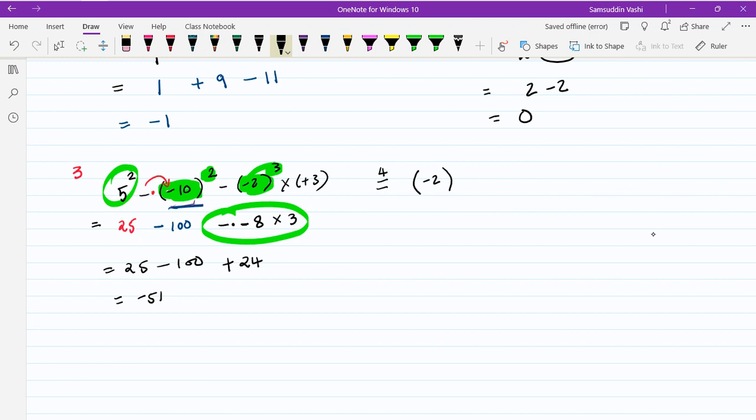Minus 2 cube minus 3 times minus 3 times 2 cube. Okay, let's work on the bracket part first. What is the answer for this? It is negative 8. Okay, and there is a multiplication here. One multiplication, another multiplication. So all of it is multiplication. I can work at one time.